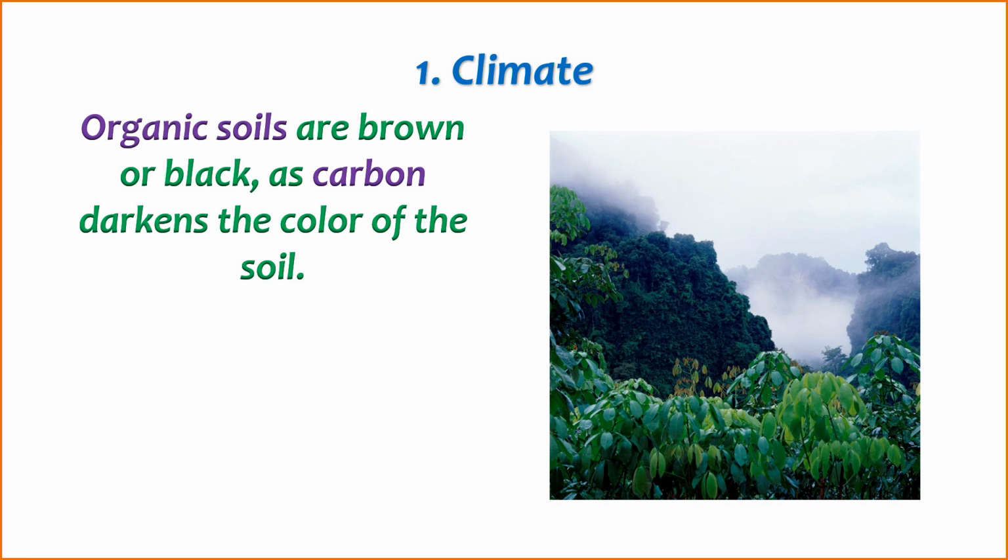The color of organic soils, often referred to as peat or organic-rich soils, is influenced by the presence of organic matter, particularly decomposed plant material. Here's a bit more detail. 1. Coloration by organic matter. Brown or black. The organic matter in these soils contains carbon compounds. When this organic matter decomposes, it releases humic substances, which can impart a brown to black color to the soil.